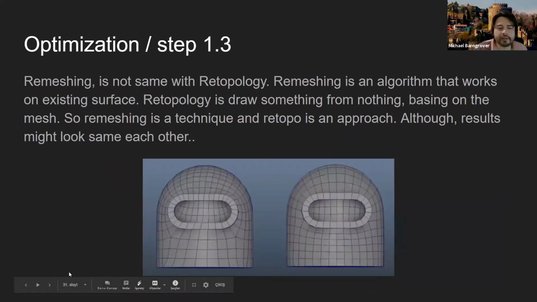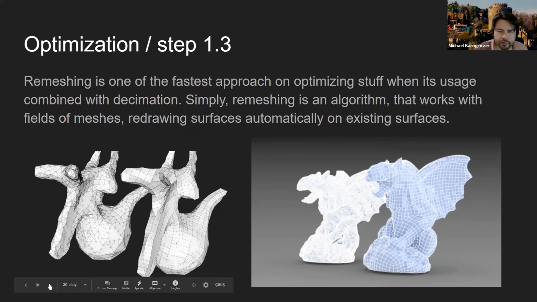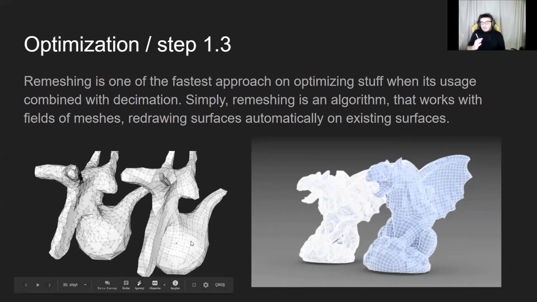So that differs from decimation. I see that these are squares, quads, in the end result. Yeah, remeshing algorithms are based on quads, quad polygons. Remeshing does not deal with triangles. It is not creating triangles most of the time.